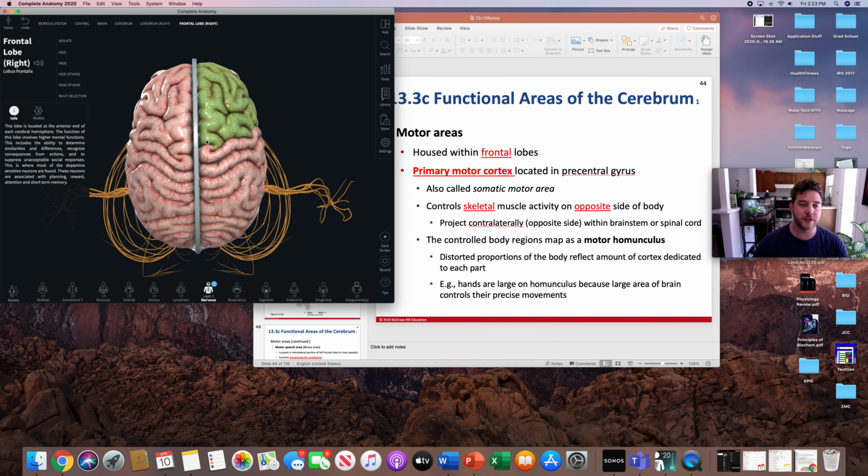So within the frontal lobe, the precentral gyrus is part of the frontal lobe. This is where we have our primary motor cortex. So all of the nerves that are going to help regulate the motor output for skeletal voluntary movement are going to reside in this side and on that side.